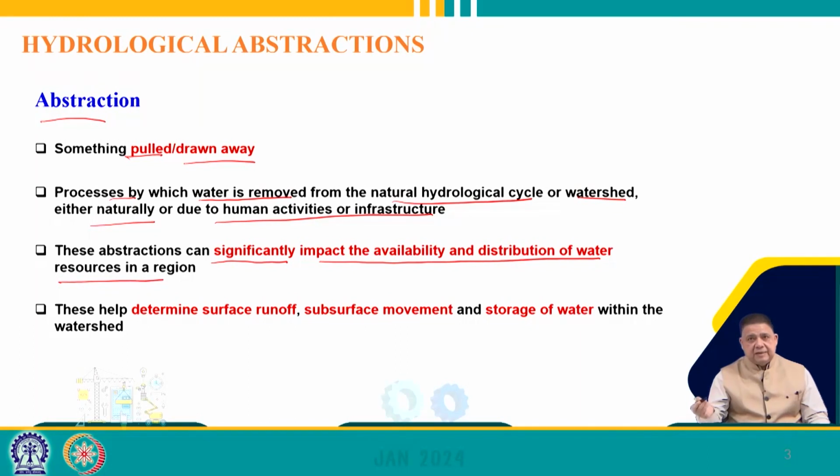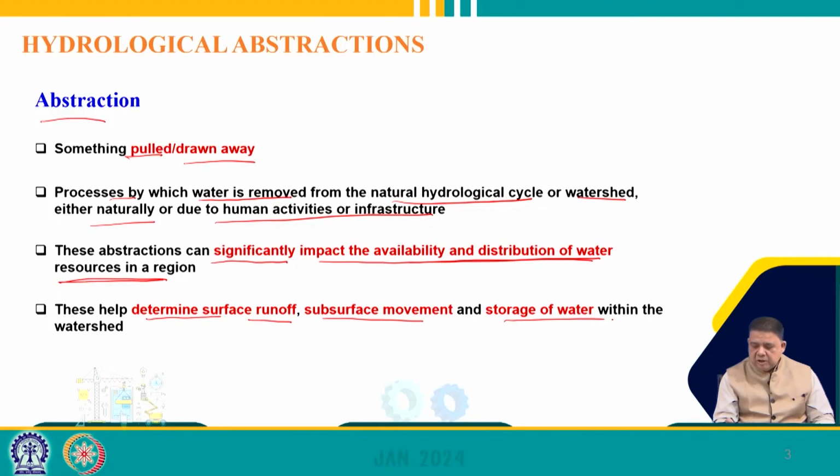Similarly, another abstraction: after reaching the ground surface in the hydrological cycle, infiltration occurs. From the surface runoff perspective, that is a loss. So, that is how abstractions can impact the availability and distribution of water resources in the region. And of course, once we know abstractions, these help determine surface runoff, subsurface movement and storage of water within the watershed.